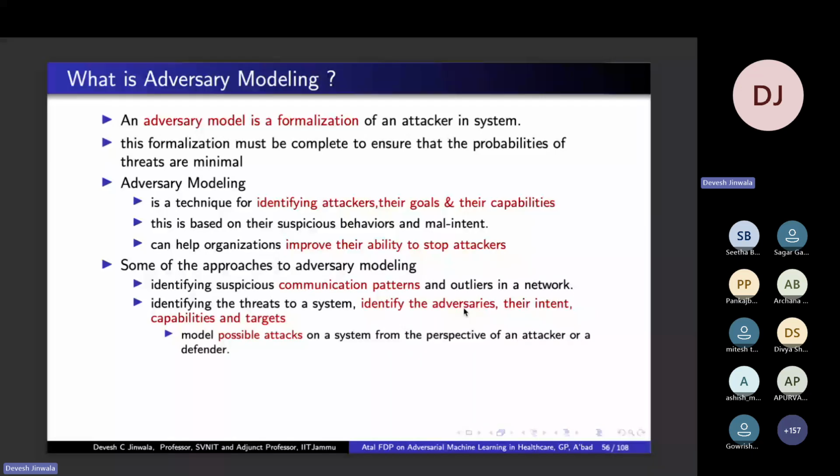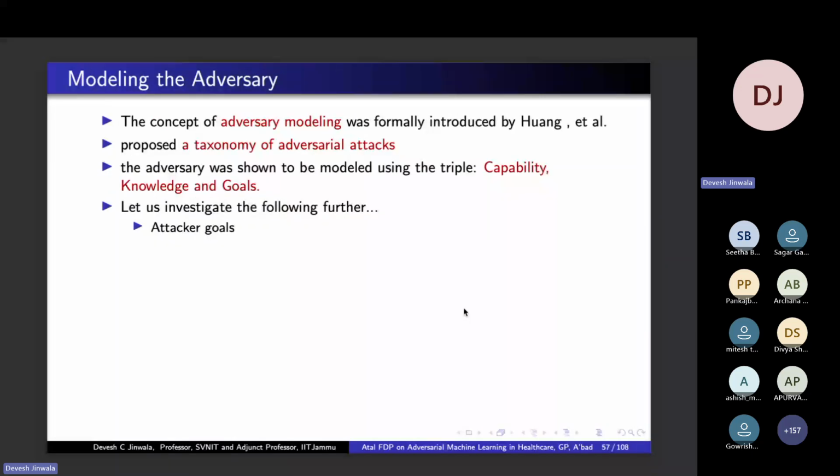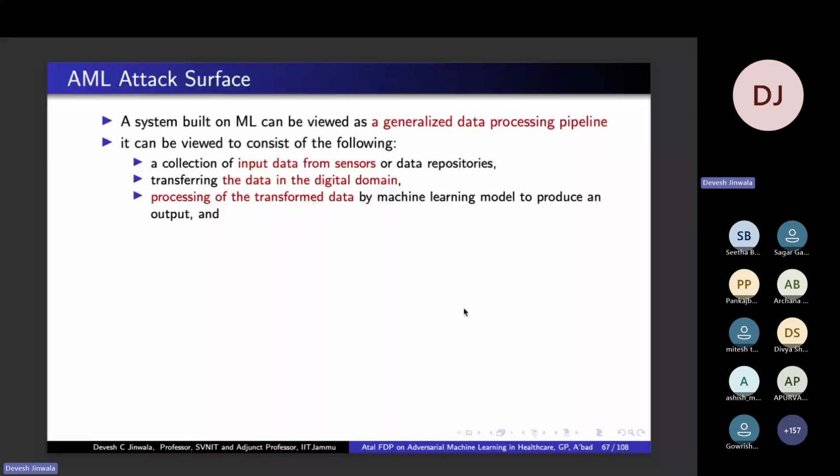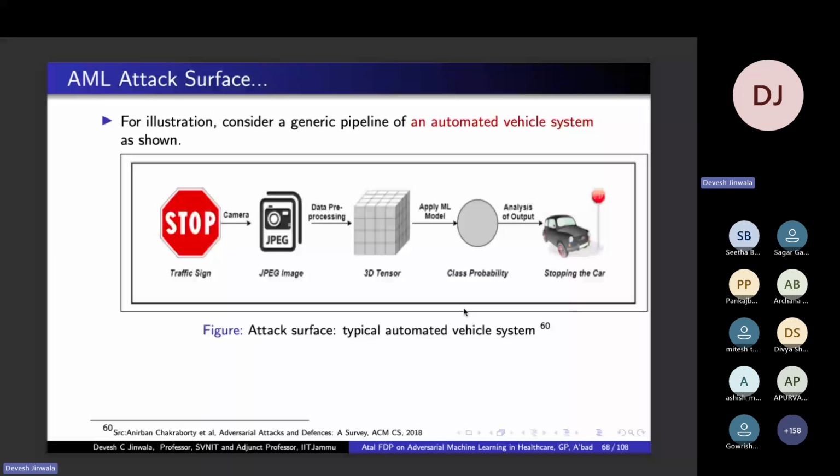So let us look at a diagram to understand what this attack surface is. I'll come back to some of the slides slightly later. Let me come to the attack surface first. So look at this diagram. This diagram is for a typical self-driven automated vehicle system, which is basically a self-driven car, which is machine learning enabled. We obviously know that this car should be able to detect a stop traffic sign automatically. It would take a snapshot of the stop sign using a camera. This would be processed into a 3D tensor, applied to the machine learning model to determine the class probability. So the machine learning application in this self-driven car would be trained in such a way that it would be able to identify this sign as the stop sign, and so the car would stop.